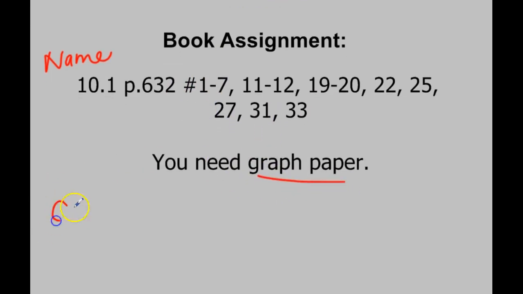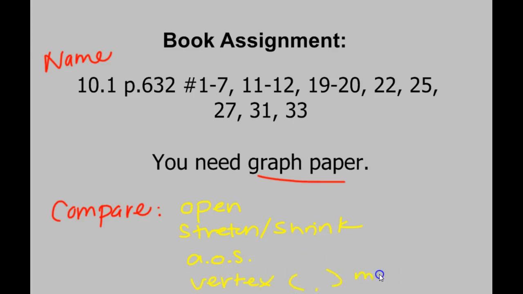Reminder, if it says the word compare, these are the things I want you to compare. I want you to tell me which way does the graph open. Is it a stretch or a shrink? What is the axis of symmetry? And last, what is the vertex, as a point, and is it a max or a minimum?